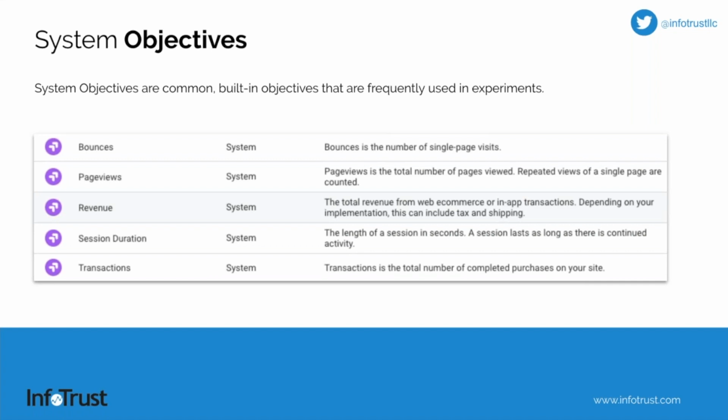They're common built-in objectives that are frequently used in experiments. So if this data exists in your Google Analytics linked property, this will be available to you to select as an objective for your test. So bounces, page views, revenue, session duration, and transactions. Those will automatically show up for you without any additional setup.